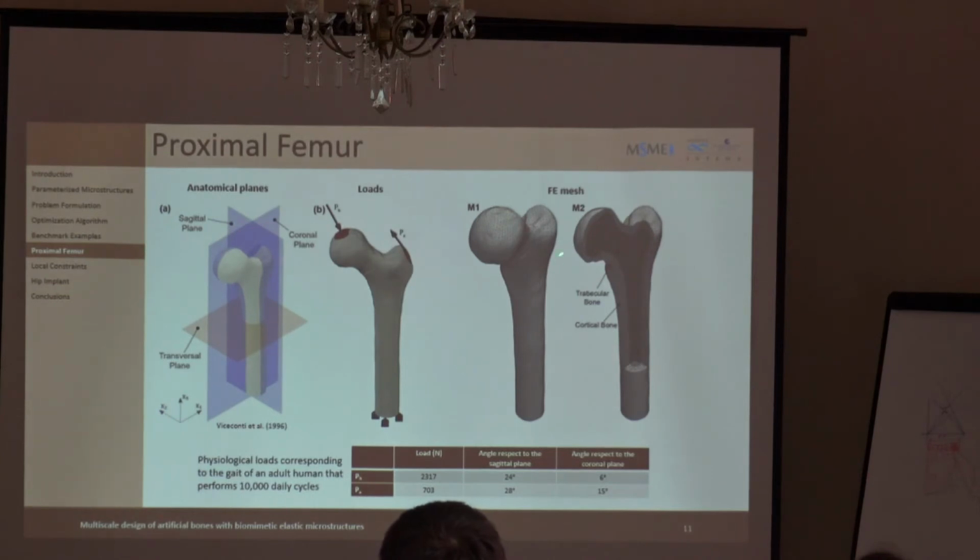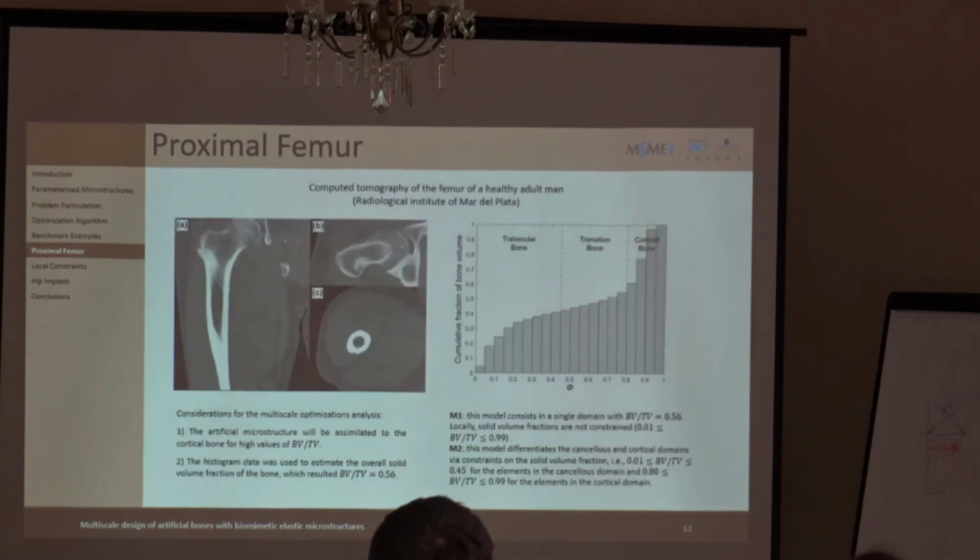In one model, we let the microstructures have any solid volume fraction in the whole domain. And in the other model, we divided the domain in two parts, one for the trabecular bone and one for the cortical bone. In order to have information about the solid volume fraction distribution in an actual bone, we use computed tomography of the femur of a healthy adult man.